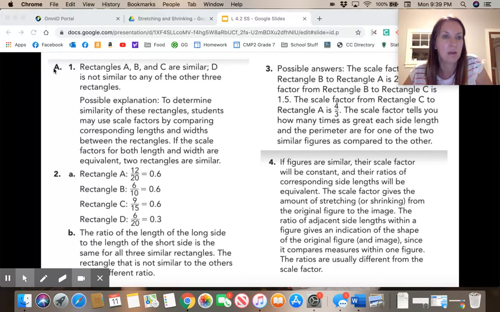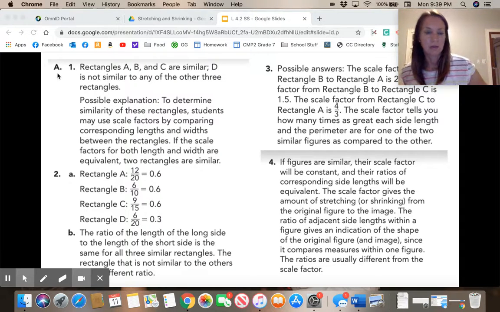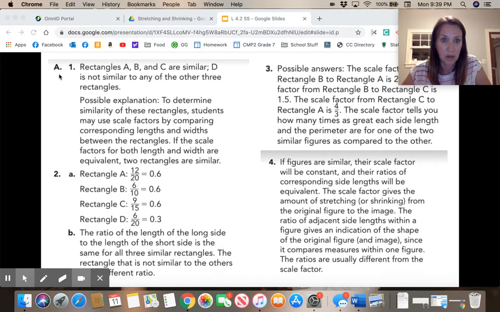So in A1, rectangles A, B, and C are similar. D was not similar to any of the other three. And there's some possible explanation that you may have found. Scale factors, or you may have looked at the ratios if you were looking ahead to what we were doing. So for rectangle A, the ratio was 12 to 20, which was equal to 0.6. So they've changed that ratio into a decimal by doing division. B was 6 to 10, which is also 0.6, and C was 9 to 15. D was 6 to 20.